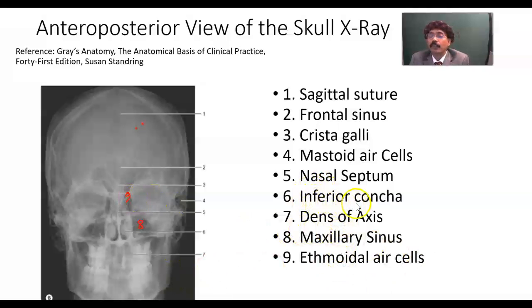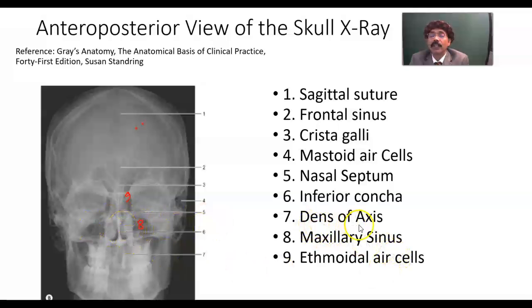Then number 6 is the inferior concha, also called inferior turbinate. Inferior concha is an independent bone. Just underneath the inferior concha we have the inferior meatus for the opening of the nasolacrimal duct, and the nasolacrimal duct opening is guarded by Hasner's valve. So the nasolacrimal duct opens into the inferior meatus of the nose. Inferior meatus is covered by the inferior nasal concha.